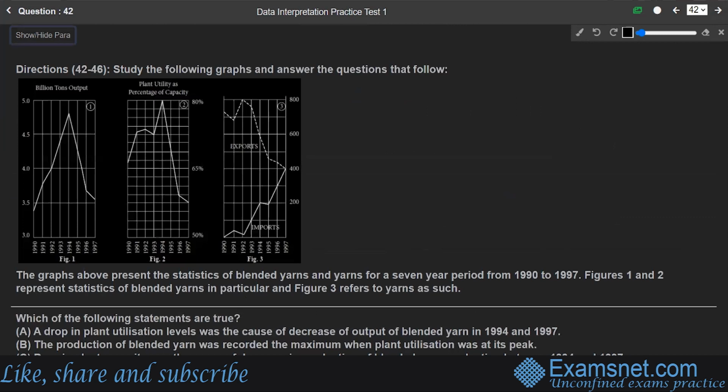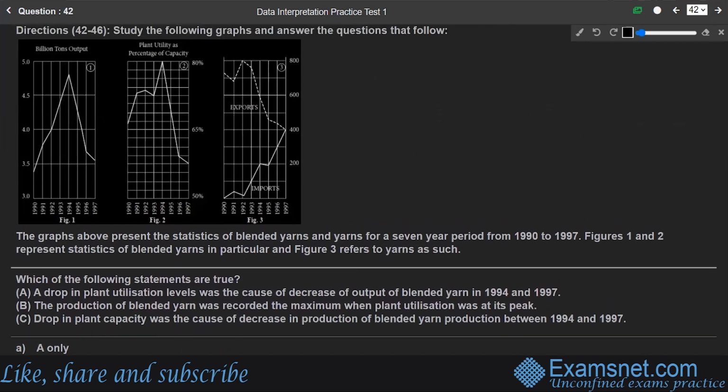Now we have a different chart and we have to solve the questions as per the chart given. So let us understand the chart. There's a line graph. The graph above represents the statistics of blended yarns and yarns for a 7-year period from 1990 to 97. Figures 1 and 2 represent statistics of blended yarns in particular, and figure 3 refers to yarns as such. So what all data is given? The first is billion tons output. Figure number 1 represents the output as written there. What is the output of the production? Then what does figure number 2 represent?